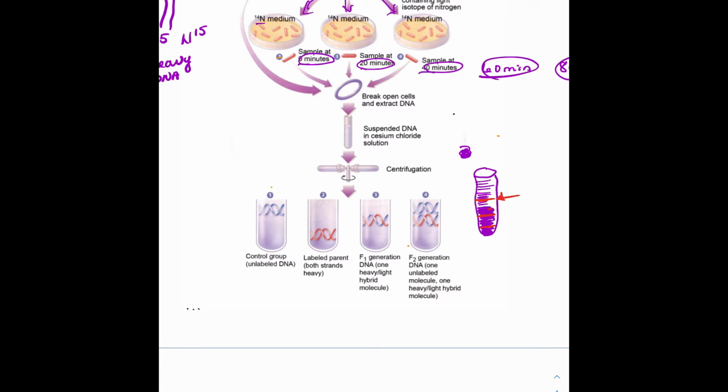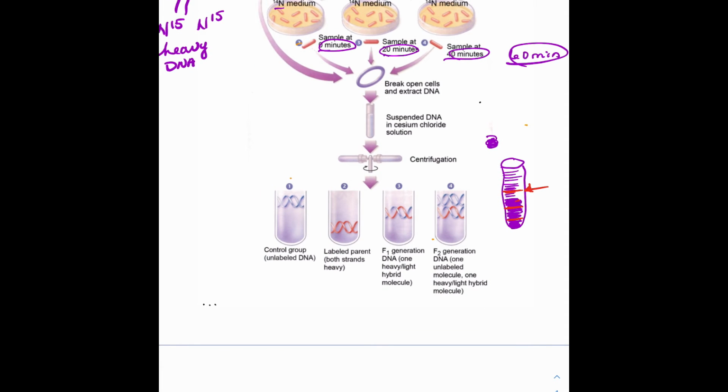So when they spun it down, they took their unlabeled DNA, and that's going to be their negative control right here. And so that has no N15, but rather all N14. So they took the normal bacteria DNA, they used that as their negative control. And when they spun it in the gradient, that N14 DNA, the normal DNA, is light and it's at the top.